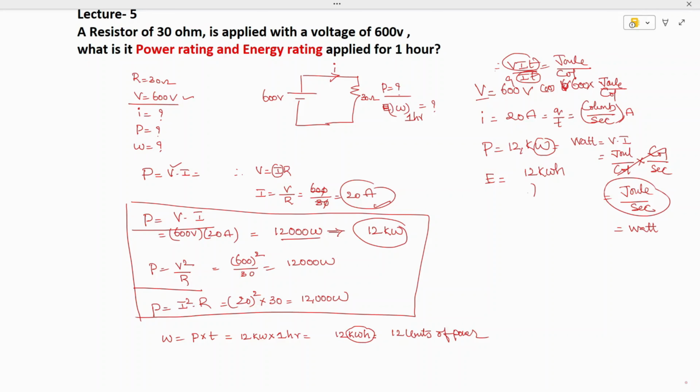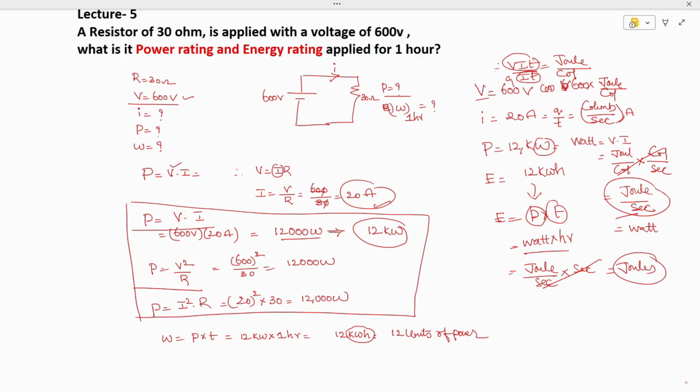And how to represent energy? Energy can be written as power into time. So power I can write as watt, and time as hour, giving watt hour, which is one way of representation. But from this formula, power is joule by second multiplied by time. What is the unit of time? Seconds. So second gets cancelled, and the ultimate unit you are going to get is joules.